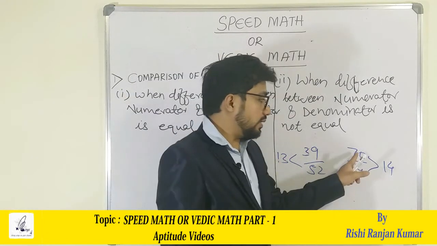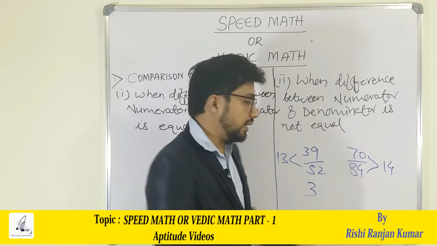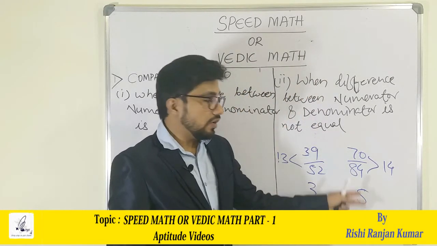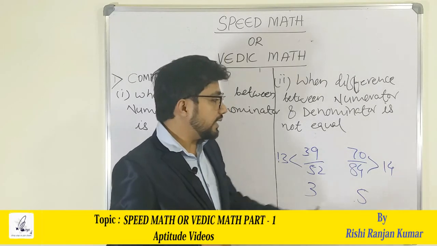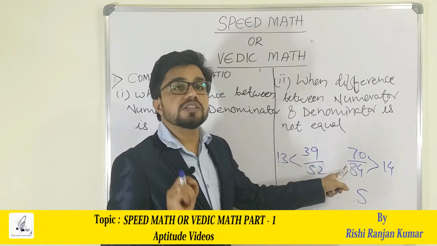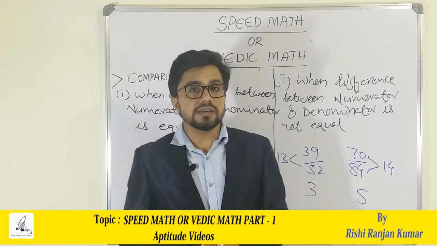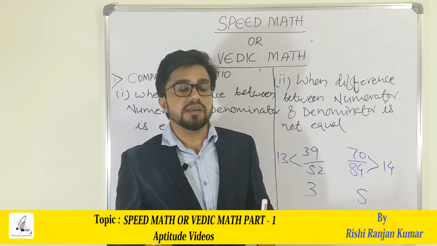And this side, the numerator is 70 and the difference is 14. 70 by 14 is 5. Now out of 3 and 5, which is bigger? Obviously, 5 is bigger. In that case, 70 by 84 is bigger than 39 by 52. So we can see that by using this shortcut, we are able to compare the ratios so easily without any calculation.